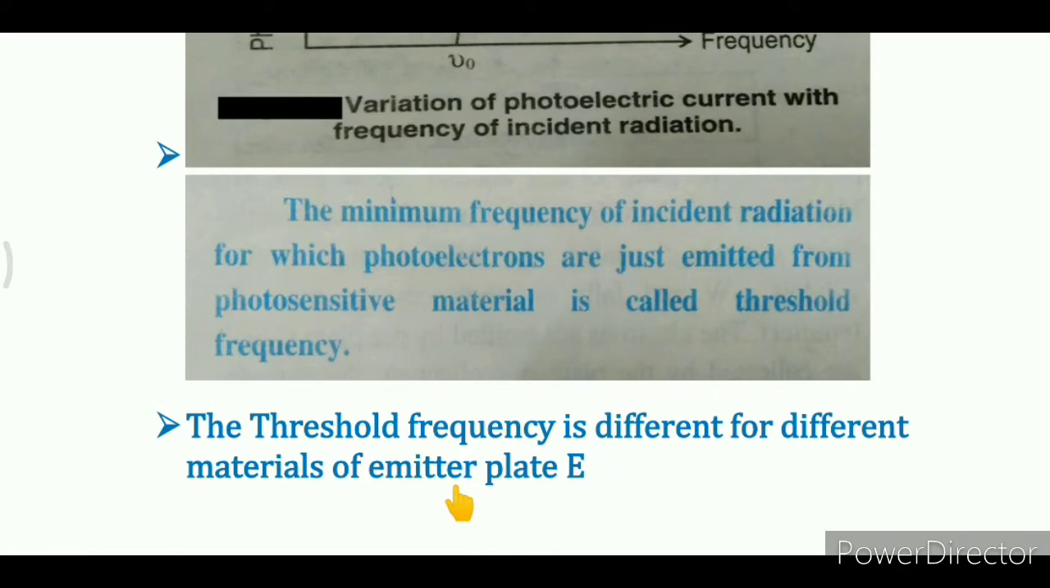So this is all about the effect of frequency. As the emitter plate in the experiment is removable, another material, another metal, can be used, and the same experiment is performed. It is found that the threshold frequency is different for different materials of the emitter plate E.